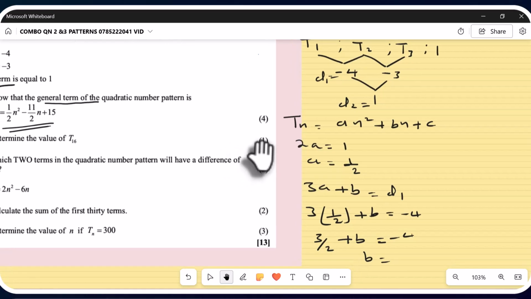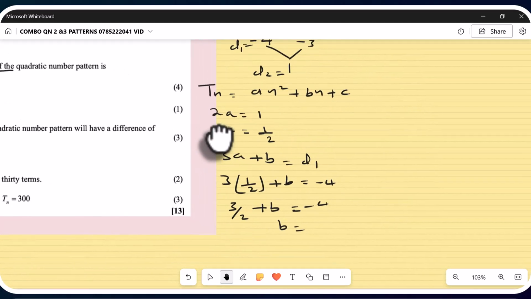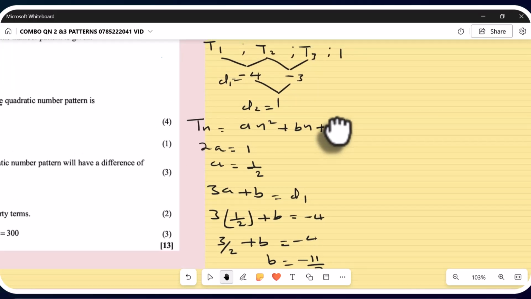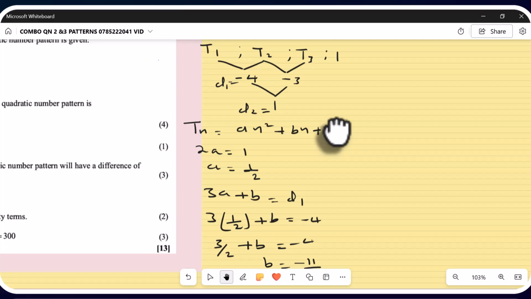They said that our fourth term is what? It is 1, this one here. So far, in our Tn, the a we know is 1 over 2, that's 1 over 2 n squared, and the b is minus 11 over 2n. So we don't know the c yet, but because we know the fourth term, which is 1 here, we're going to say t4.